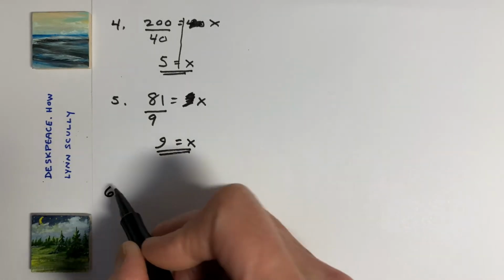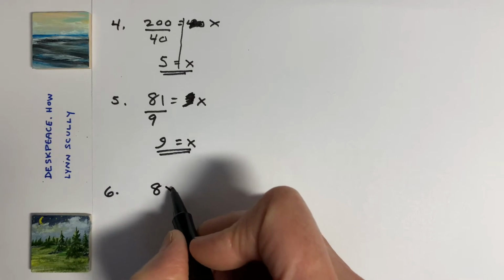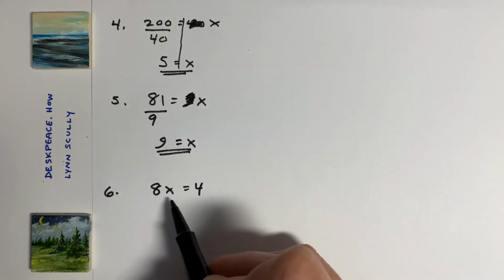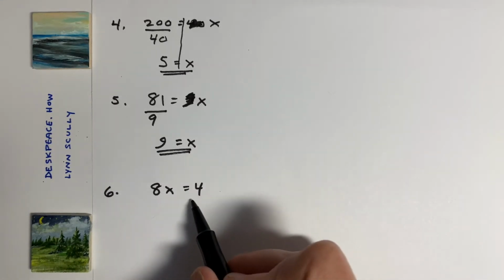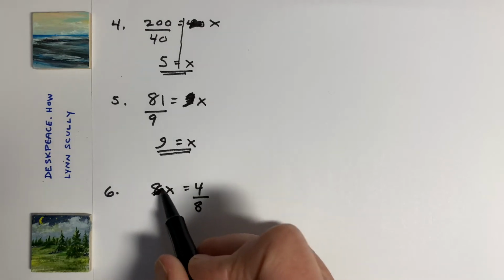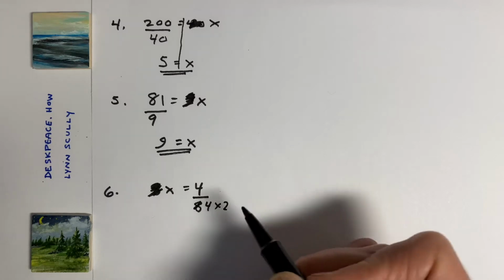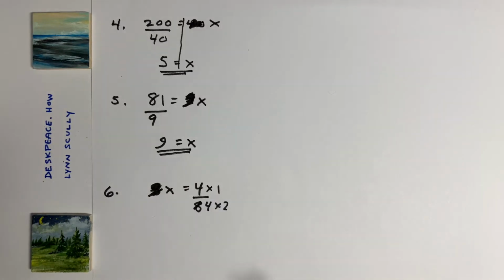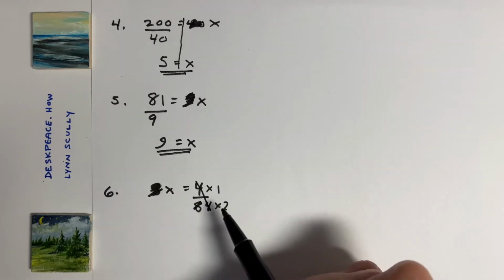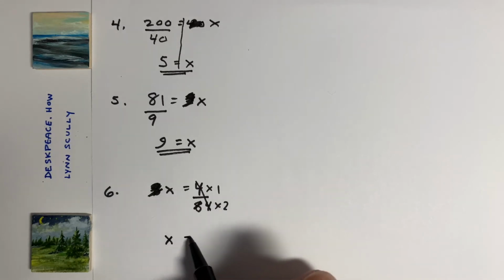Number 6, 8x equals 4. I want to get the x alone. The 8 is attached by multiplication. Move it by division to the other side of the equal sign. 8 is the same as 4 times 2. 4 is the same as 4 times 1. 4 over 4 is equal to 1. So x is equal to 1/2.